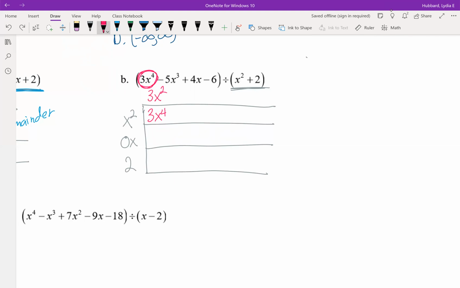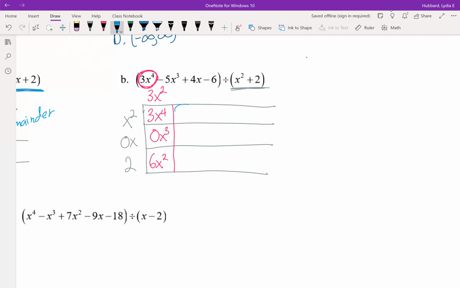So 3x squared times 0x, you can either write this as 0 or you can write it as 0x to the 3rd. Both would be correct. It doesn't really matter, that's totally up to you. Okay, and then 3x squared times 2 would give us 6x squared. And that's going to finish out that row.